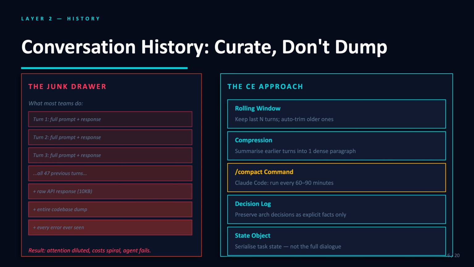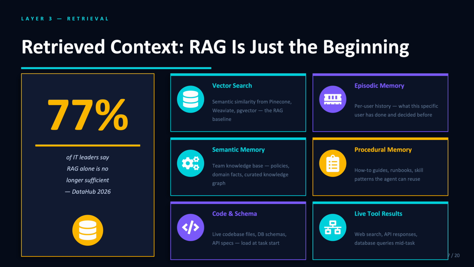The goal is never to give the agent everything that happened. The goal is to give it exactly what it needs to know right now to continue the task correctly. Layer 3. And this is where I see a lot of architects stop too early. The 77% stat on the left is striking. 77% of IT leaders now say RAG alone is no longer sufficient for accurate, reliable AI in production. And they're right, because RAG is one retrieval pattern within a much wider landscape.